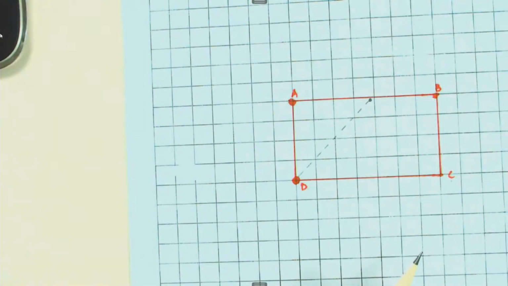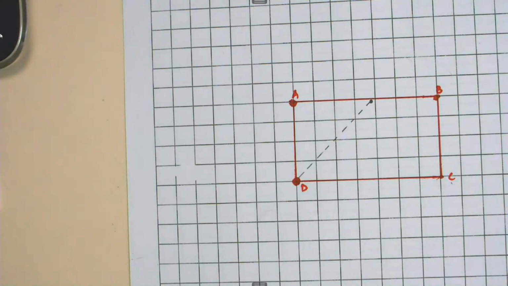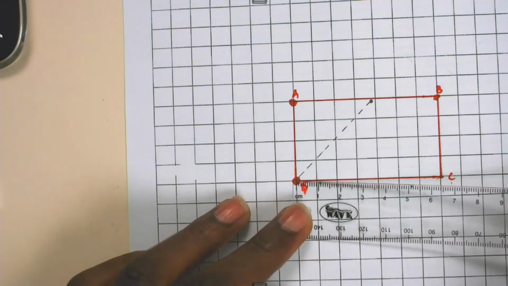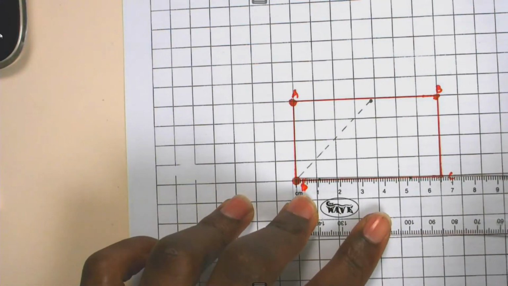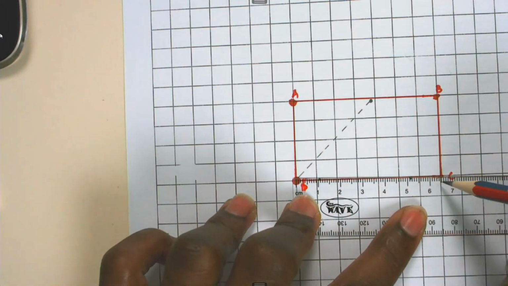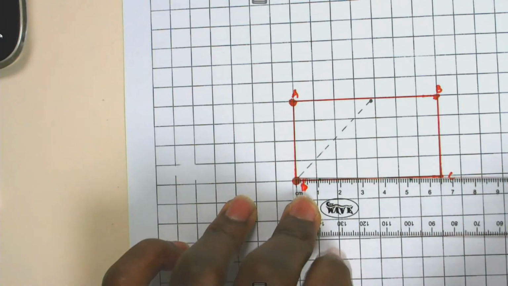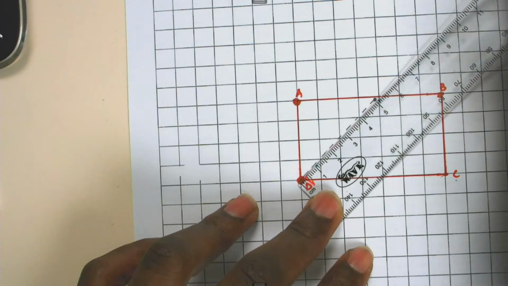Right. After having done that dotted line, what do we do? We measure the distance from the point of rotation to that point. In this case, our point of rotation is point D. From point D to point C, what is the distance? The distance is 6.5. So my point must also be 6.5 from the point of rotation.